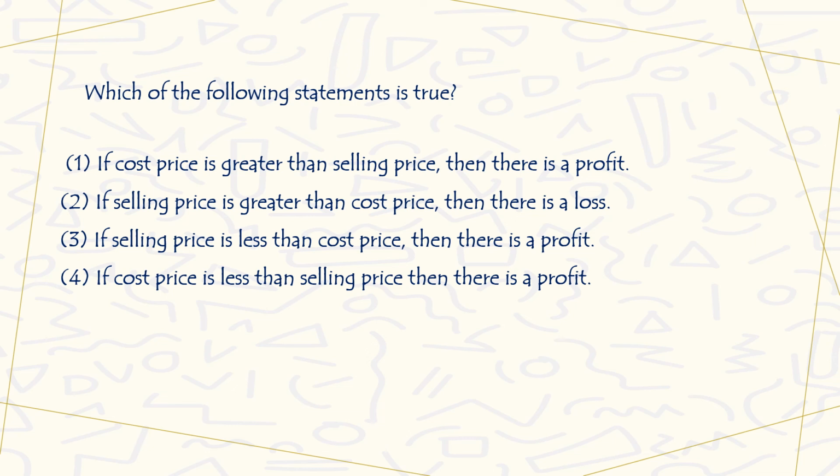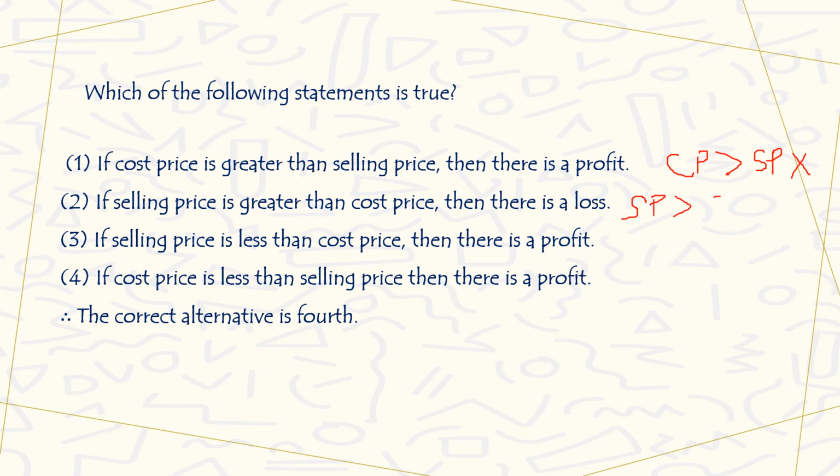If the cost price is greater, see, I'll just write it down and explain so it will be clear. Cost price, if it is greater than the selling price, is it a profit or a loss? So it is a loss, right? So this is wrong. If the selling price is greater than the cost price, it is a loss. No, it will be a profit. So this one is also wrong. If selling price is less than the cost price, it will be a profit. No, it will be a loss.